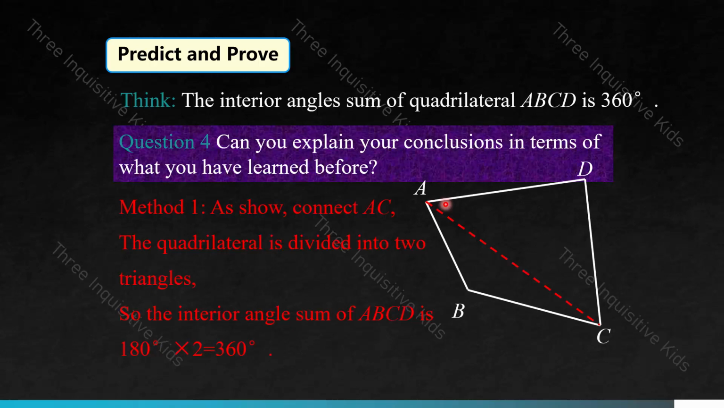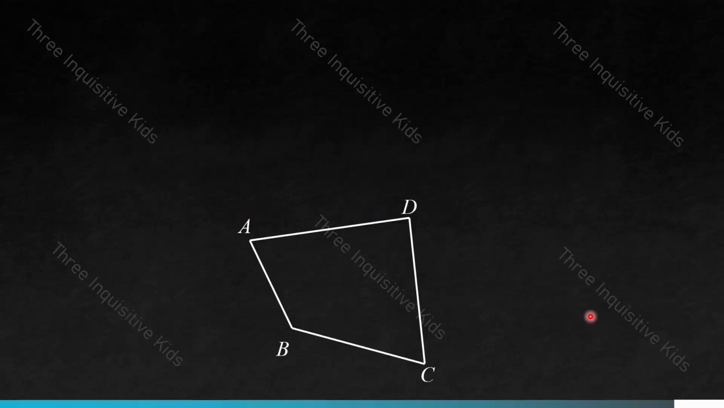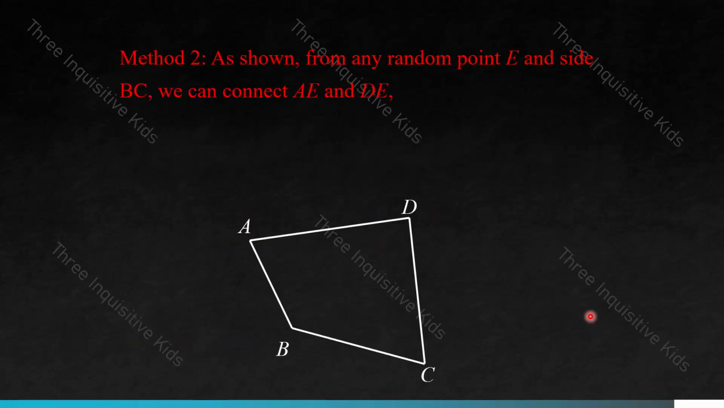So what we are doing now is just finding a way to split this quadrilateral into triangles. Depending on how many triangles there are, we can just multiply that number by 180 degrees, which gives us 360 degrees. Here's our second method.